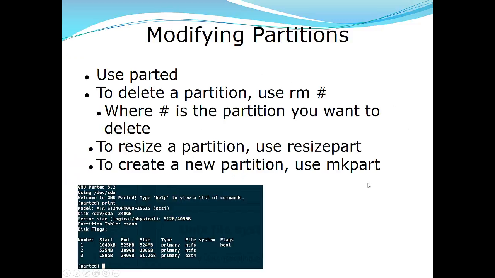There might be times when, in order to do some anti-forensics, you might want to modify partitions. So you can use the parted utility. You can delete a partition by using rm and then the number, where number is the partition you want to delete. To resize a partition, use resizepart, and to create a new partition, use mkpart. Here you can see a capture of using this utility, parted.